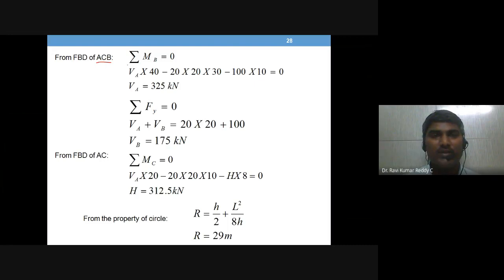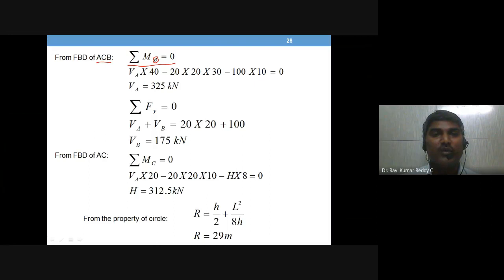So I have applied sigma M first. Then we pick a point, that means what we call the moment center. So B is the moment center for me now. Either A or B or whatever known point for you, you can pick that point as a moment center. So B is the moment center for me. So I applied sigma M_B = 0.